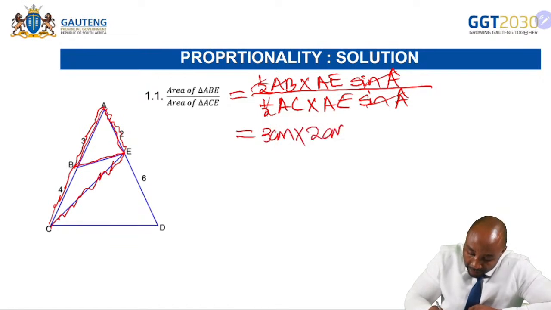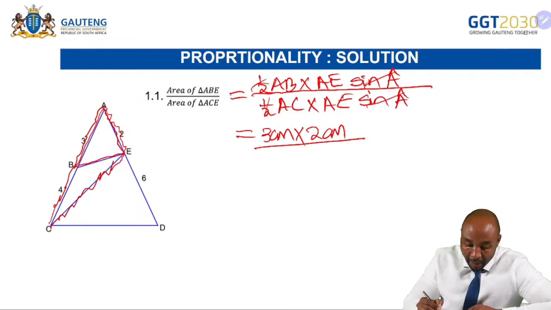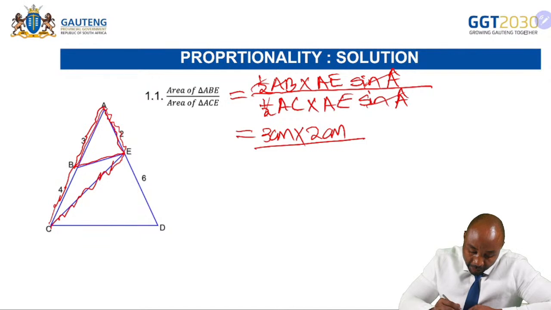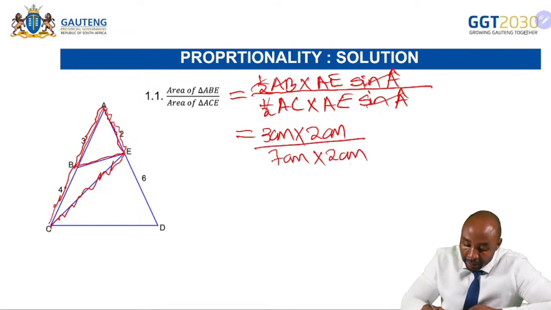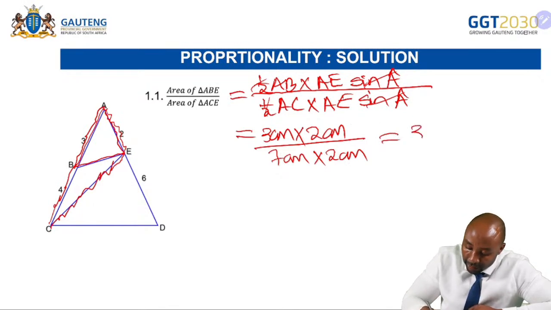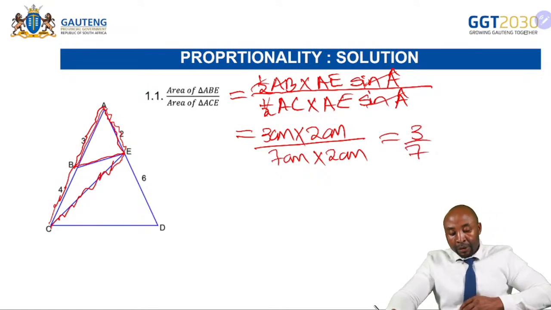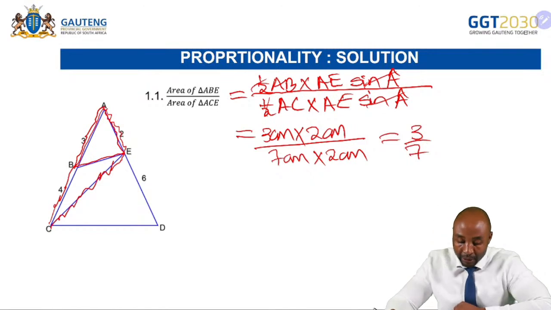It is 2 centimeters over our AC. It's going to be 3 plus 7, we get 3 centimeters multiplied by our AE, which is also 2 centimeters. So our final answer in the form of a ratio, centimeter and centimeter will cancel out and we'll get an answer of 3/7. What is the alternative way of doing this one?